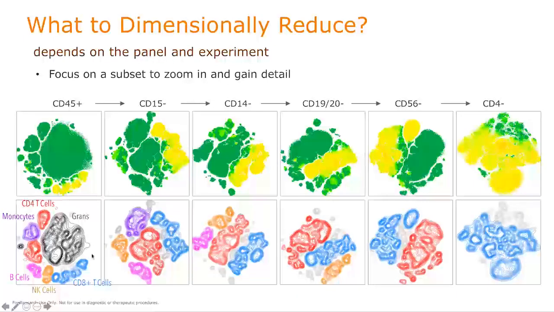And now you see all these different islands which were on the periphery get promoted into the center and spread out, and you see more structure. So as you progressively remove lineages with sequential, in this case, negative gating for each one, you get more resolution and higher structure available to you for the cells that are left in that particular subset.